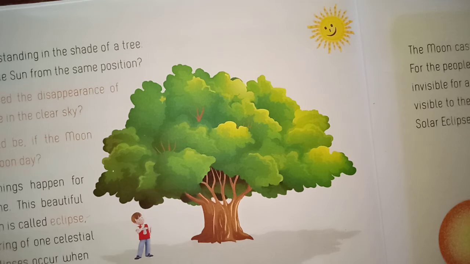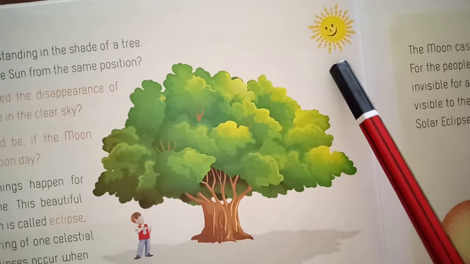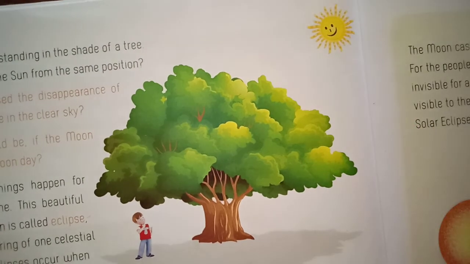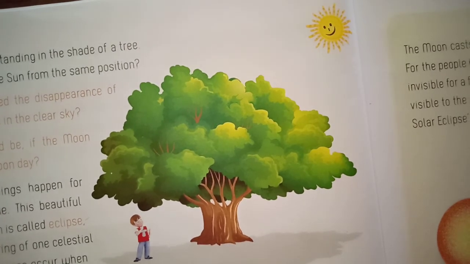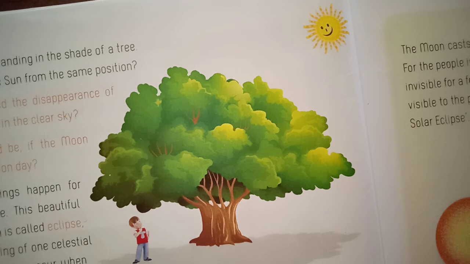What happens when the sun disappears in the daytime and the moon disappears in the night time? Do you know, children? Sometimes these things happen for a period of time. This beautiful celestial phenomenon is called eclipse, which means obscuring, not clearly visible, of one celestial body by another. Eclipses occur when the sun, the earth and the moon are in a straight line. See this picture.